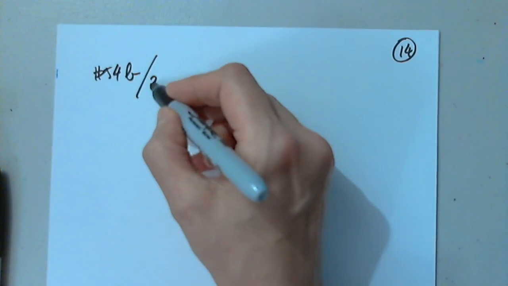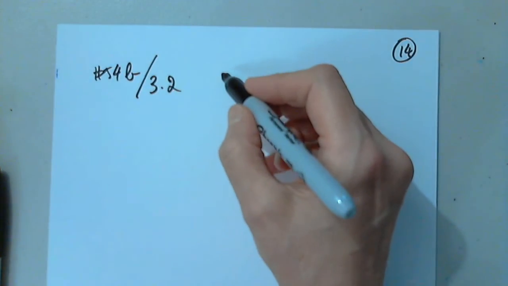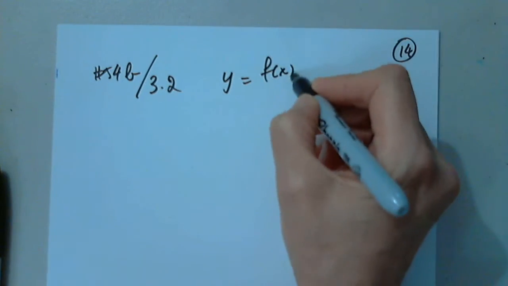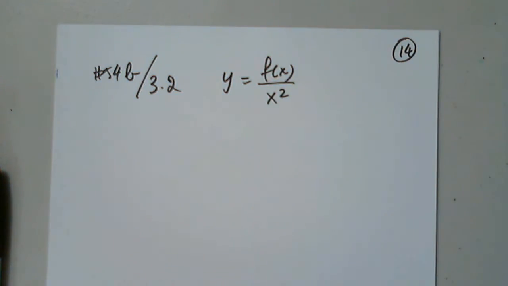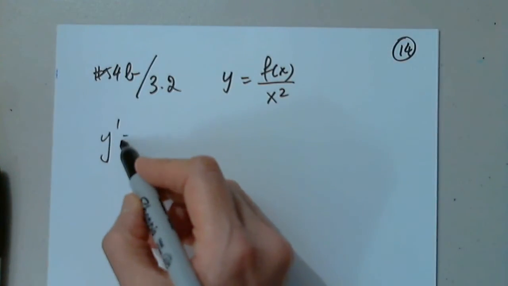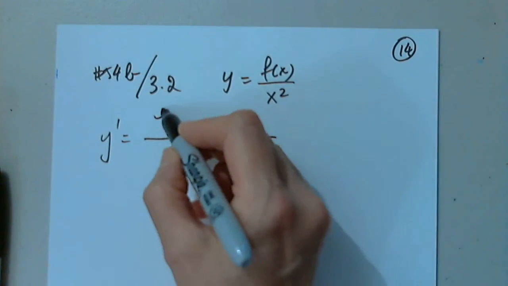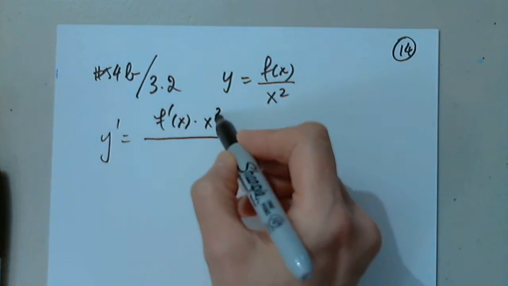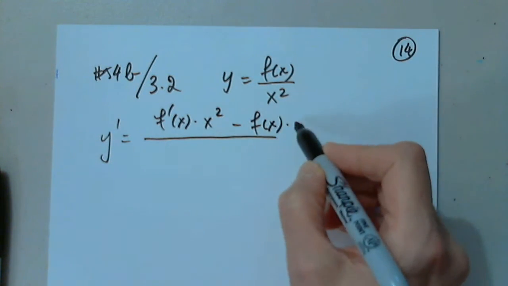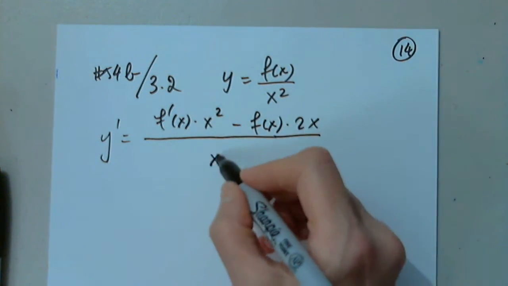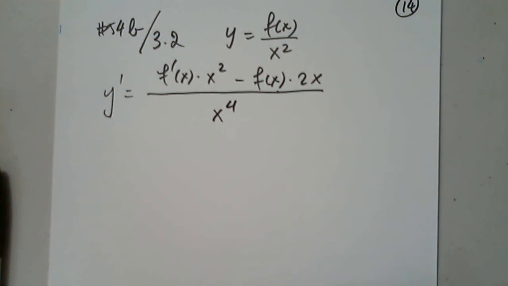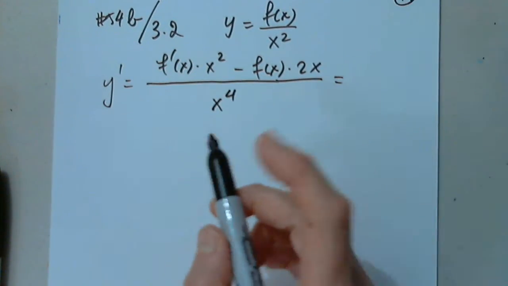Problem 54b in 3.2. So that is y equals f of x over x squared. I know you have no difficulties with this. Top function f prime times x squared minus f of x times 2x over x to the fourth. Yes, I will factor out an x.